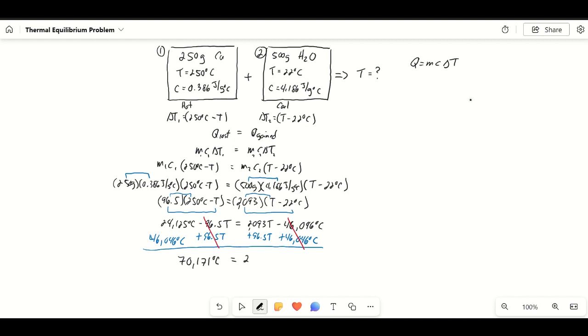equals 2,189.5 T. And to get T by itself, we'll divide both sides by 2,189.5. Those cancel here and here. And what are we going to be left with? Our final answer. T equals 32 degrees Celsius.